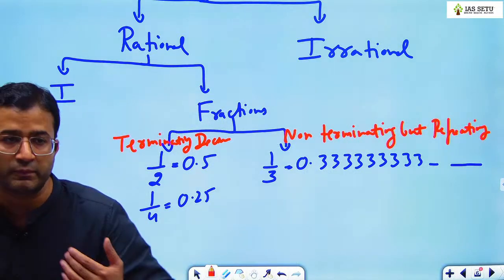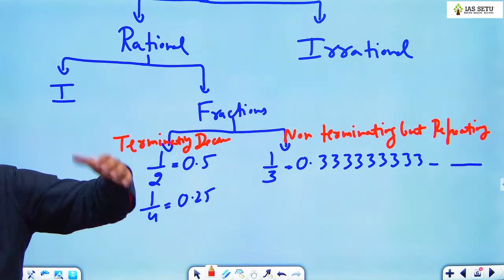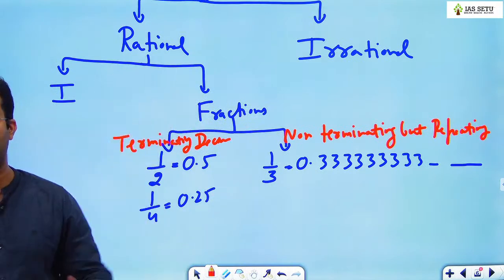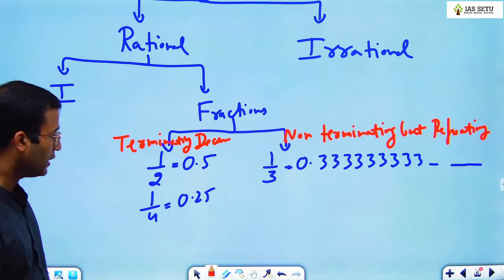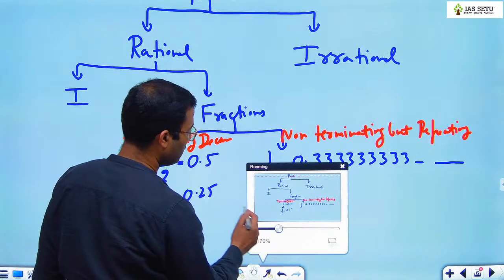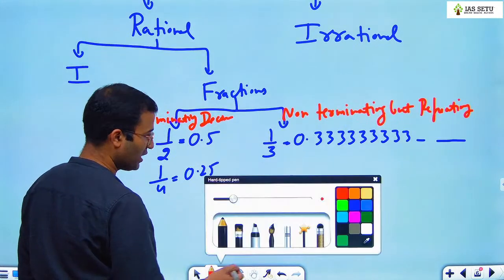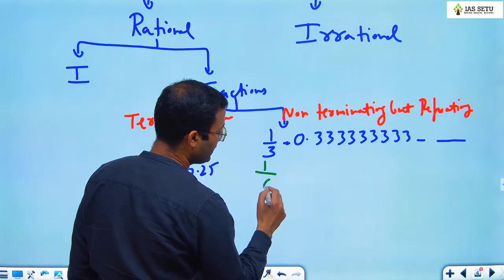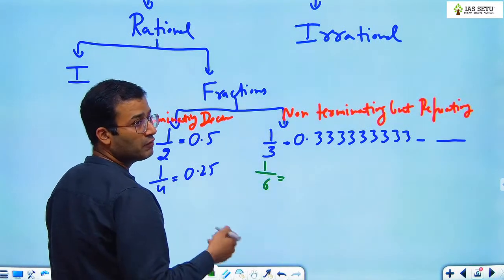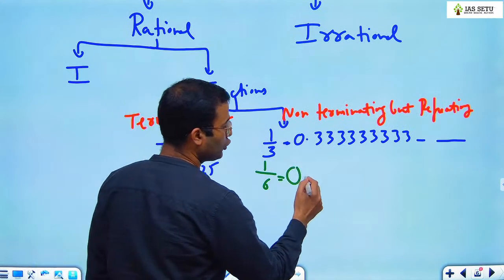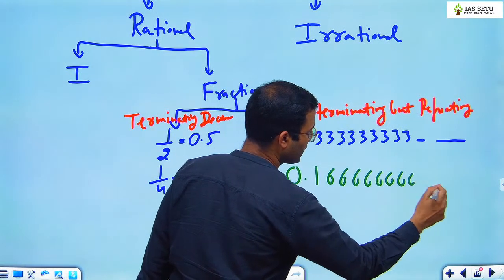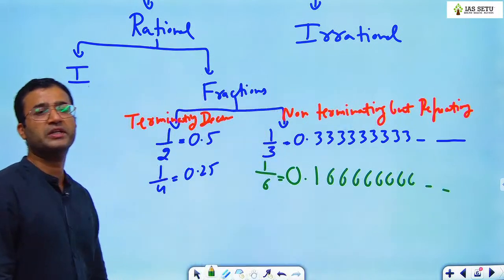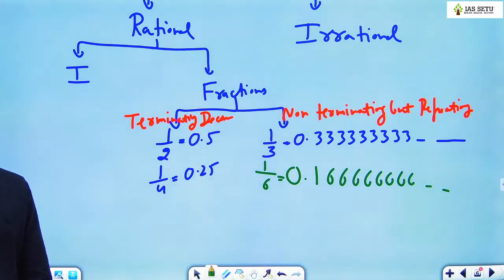They are not terminating but they leave their mark: repetition. 3 is repeating, and it doesn't mean only one digit repeats. Let me give you 3-4 more examples so that you can understand in a better way. Like 1 by 6. If you convert 1 by 6 in decimal, you get 0.166666. Here 6 is repeating but it is not terminating.